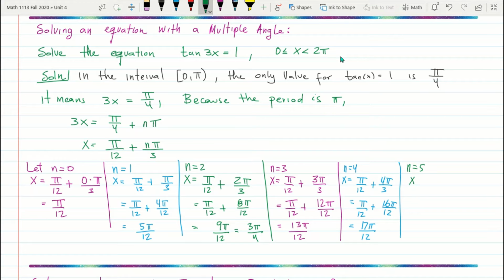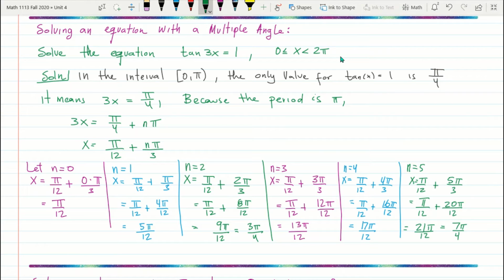And then we have n equals 5. So x is equal to pi over 12 plus 5 pi over 3. Multiply both top and bottom by 4. Pi over 12 plus 20 pi over 12. We get 21 pi over 12, which turns into 7 pi over 4.